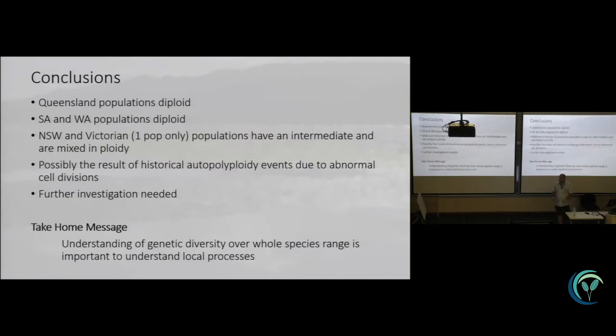But New South Wales and Victoria, I only have one population of Victoria, have this intermediate signal with triploid, tetraploid signals. There might have been an autopolyploidy event in the past, and they introgressed again and diploidized again. But we need to investigate further. But yeah, the take-home message is understanding the genetic diversity of the whole species range makes a study on local processes much more clear. Thank you.